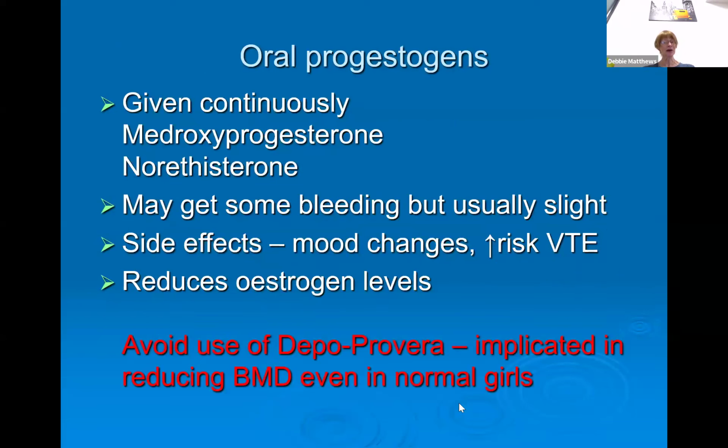But there are some side effects: mood changes, some increased risk of venous thromboembolism, and they do reduce estrogen levels to a small extent. In red, because we need to avoid the use of Depo-Provera. These 3-monthly Depo-Provera injections are implicated in reducing bone mineral density, even in normal girls. So although they may be very convenient, they are certainly not ideal for girls with cerebral palsy who are at great risk of reduced bone mineral density.